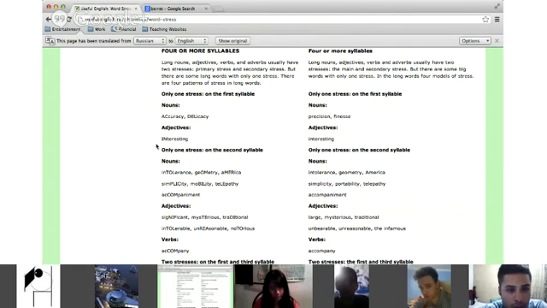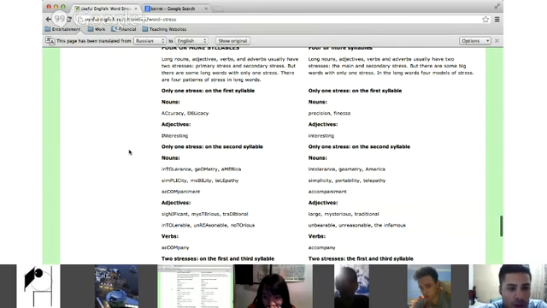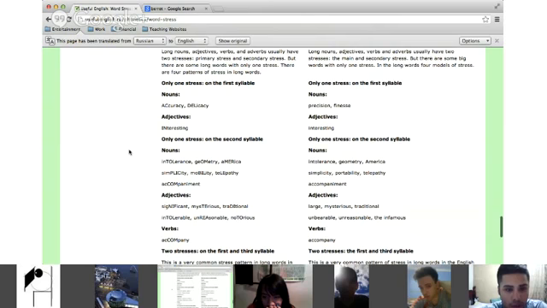There are 4 patterns of stress in long words. Only stress on the first syllable. Nouns: accuracy, delicacy. That would be delicacy. Delicacy. Okay? And adjectives.